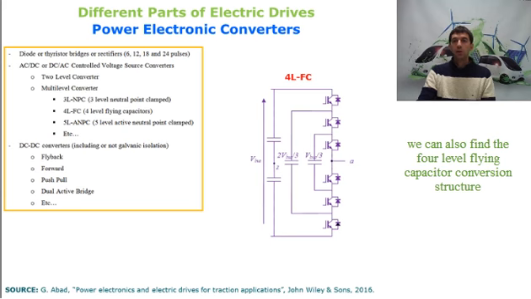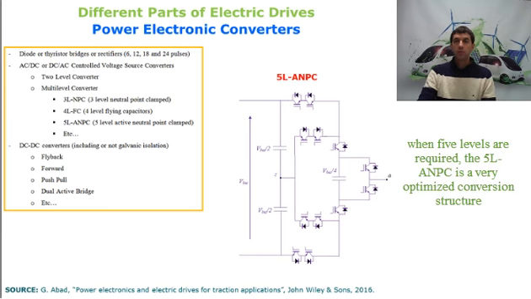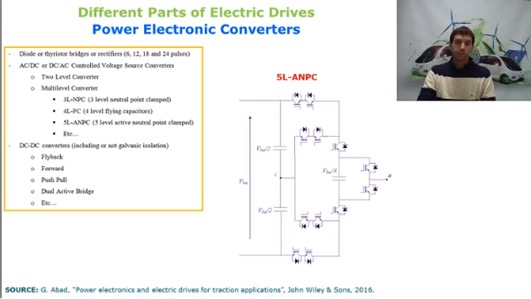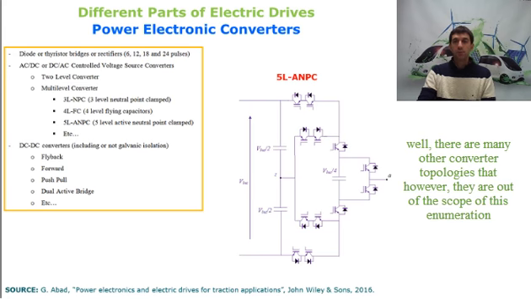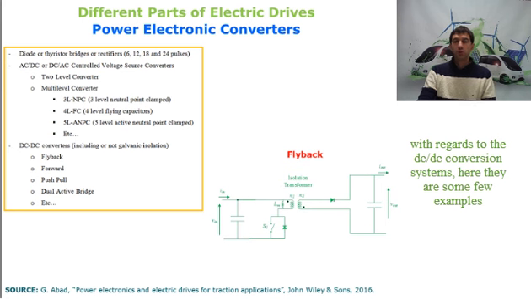We can also find the four-level flying capacitor conversion structure. When 5 levels are required, the 5 levels active NPC is a very optimized conversion structure. Well, there are many other converter topologies that, however, are out of the scope of this enumeration. With regards to the DC-DC conversion systems, here there are some few examples.